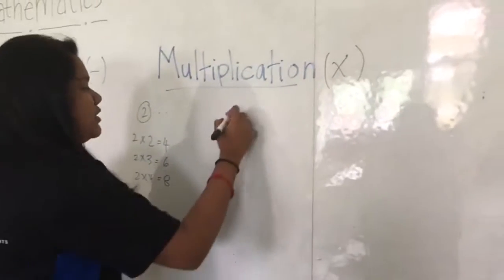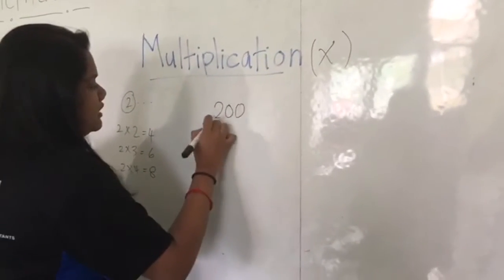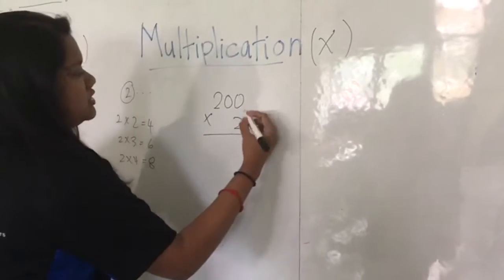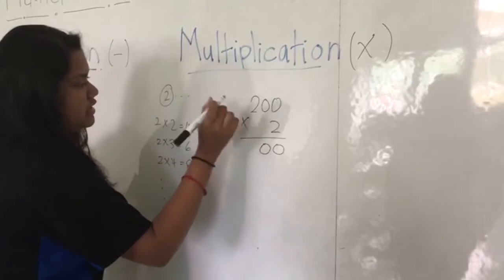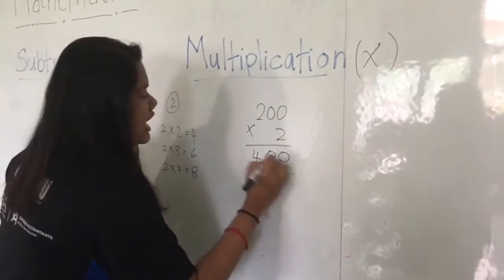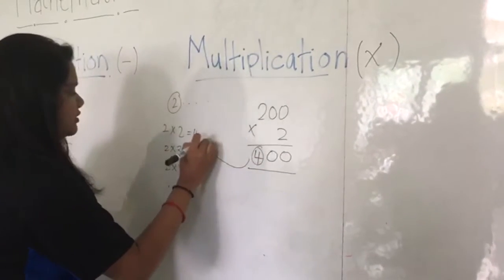So let's take an example of 200 times 2. 0 times 2 you get 0, 0 times 2 you get 0, and 2 times 2 you get 4. How did I get 4? It is from here.